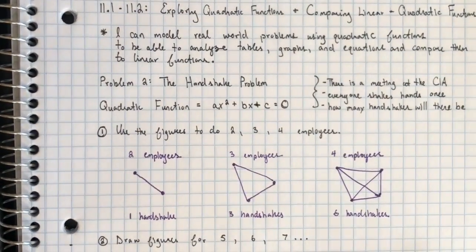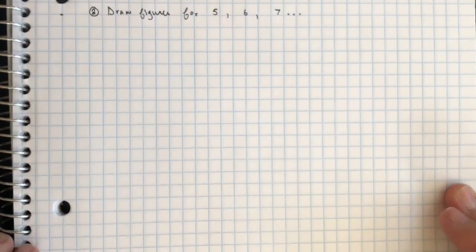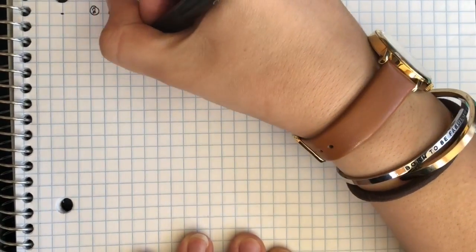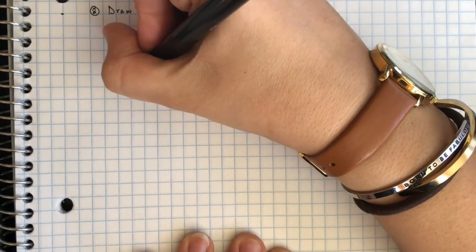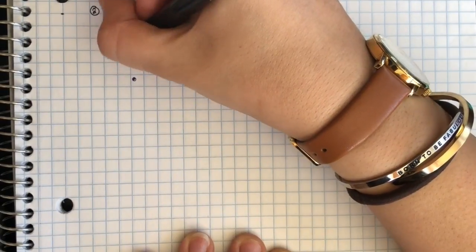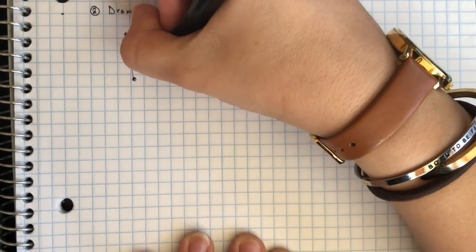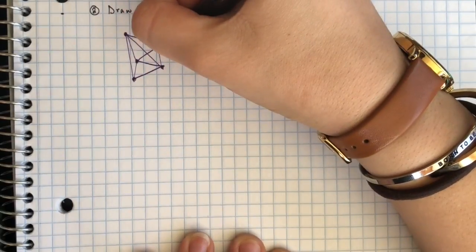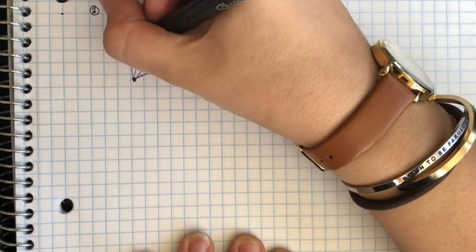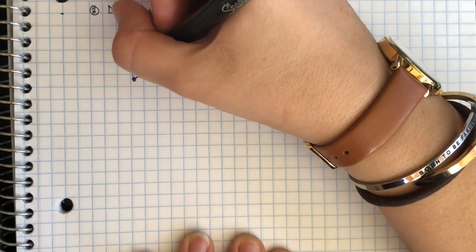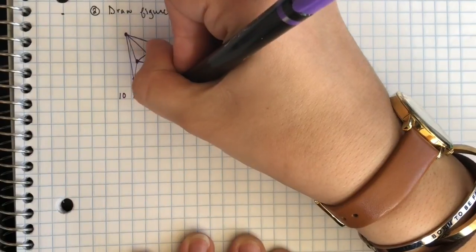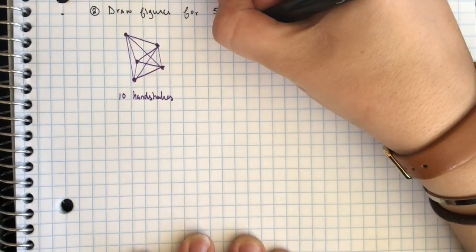So we're going to proceed with the model that we initially designed, and we are going to draw figures for 5 employees, 6 employees, and 7 employees. When I draw these figures, I'm almost making them like a pyramid, where the first employee is the point of the pyramid, and then the remaining employees create the base. That allows me to connect all of those employees without overlapping any lines and potentially miscounting my handshakes.